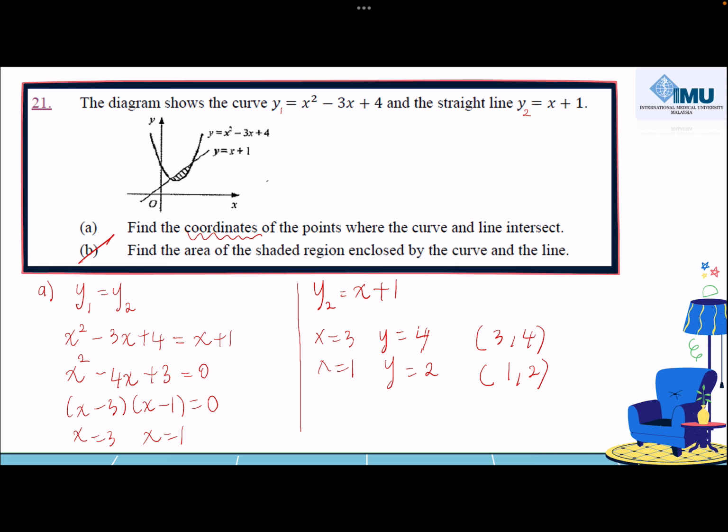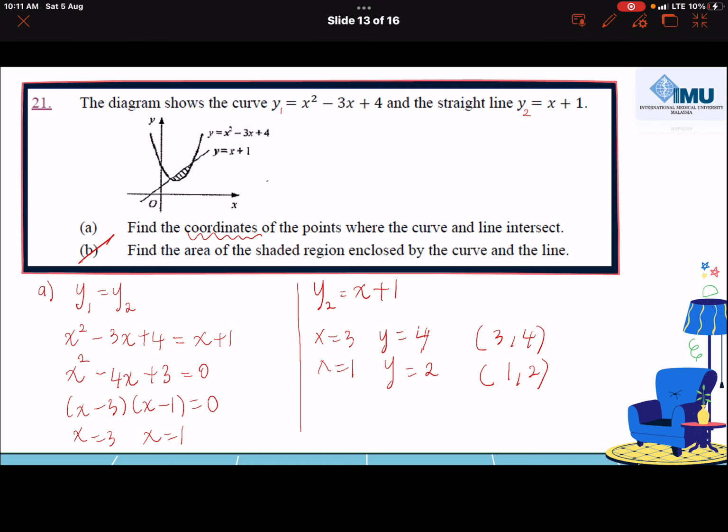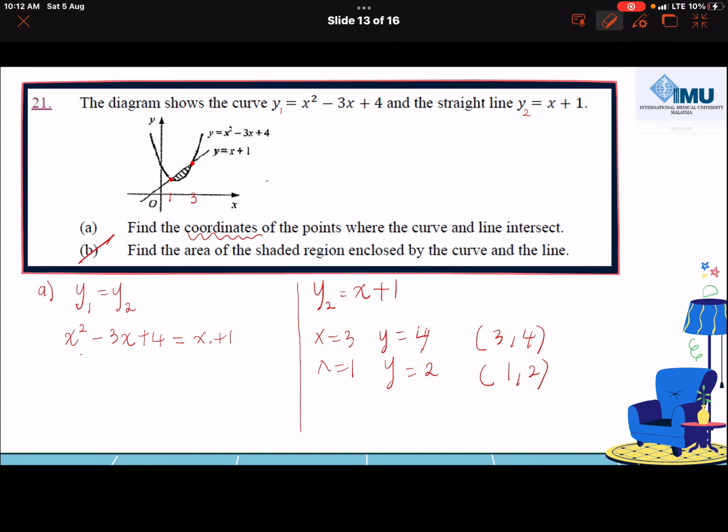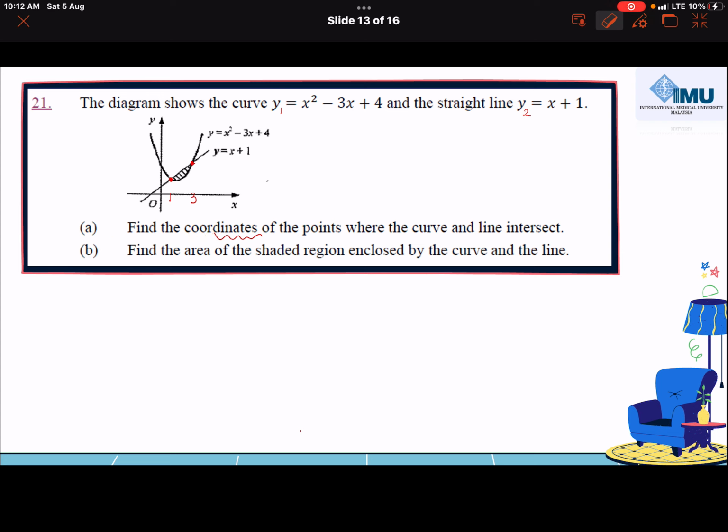Okay, now how to find the area? Before that, let's denote the points of intersection. The points of intersection will be the boundary of your area, which is when x equals 1 and x equals 3. Let's erase all these working steps for A. Start to do B. Now, how do we do B?